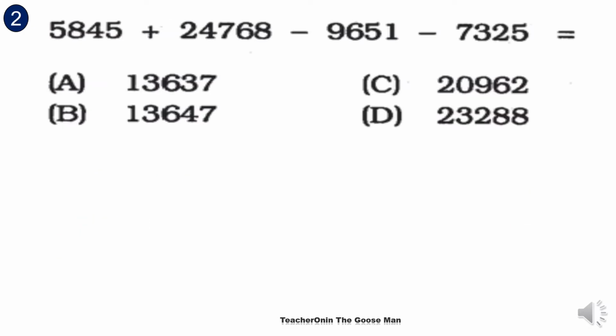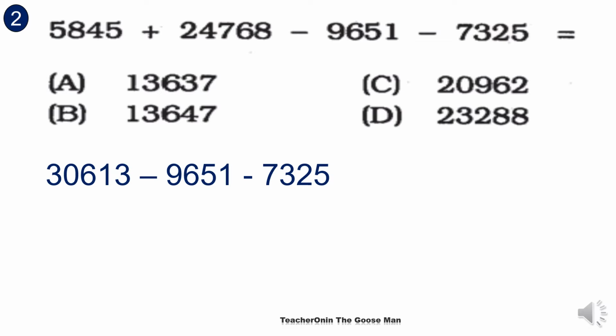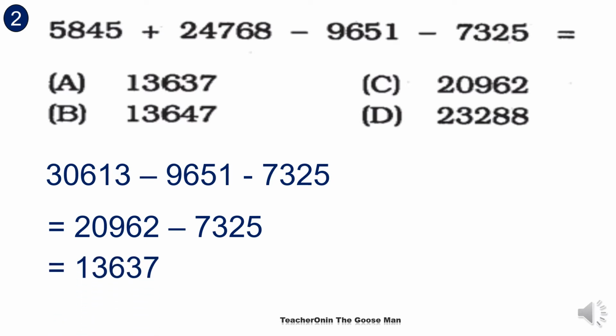So let's have another example. We have 5,845 plus 24,768 minus 9,651 minus 7,325. We will perform the operation from left to right. Meaning to say, I'll add first 5,845 plus 24,768. So I have here 30,613. Then again, I'll perform the operation from left to right. So I have here 20,962 minus 7,325. So the final answer is 13,637. So the correct answer is letter A.